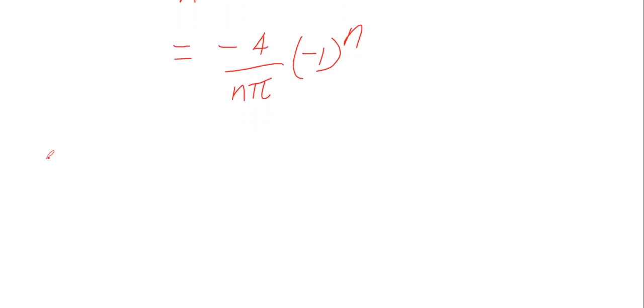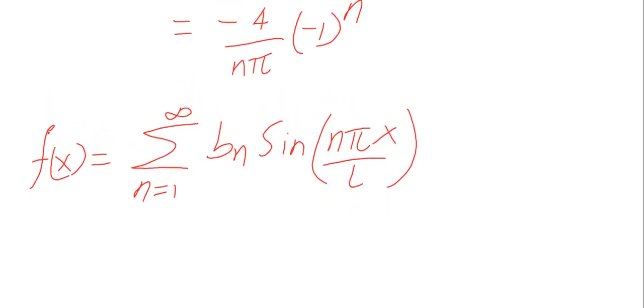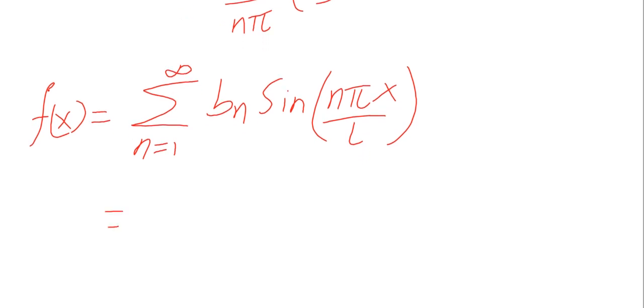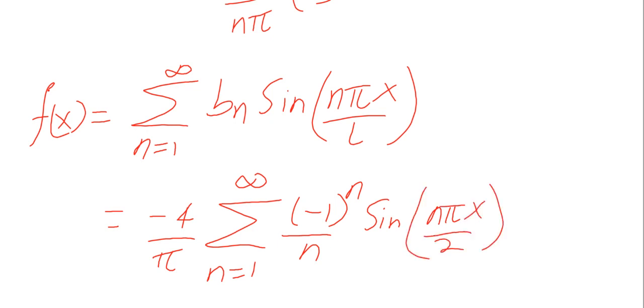The Fourier series for this function, which we can write as the sum. Remember, a naught and an were 0. We had determined those as 0. So the Fourier series would be of this form, where L is 2 and bn is minus 4 over n pi times minus 1 to power n. So this becomes minus 4 over pi, then we have the sum, n equals 1 to infinity, of minus 1 raised to power n over n sine of n pi x over 2. This will now be the series.